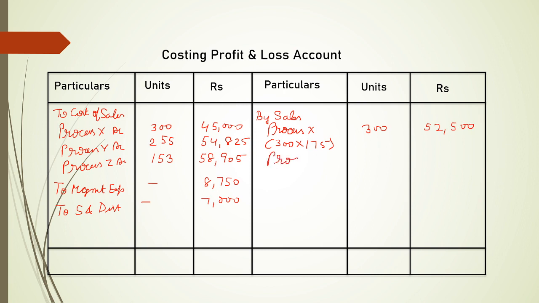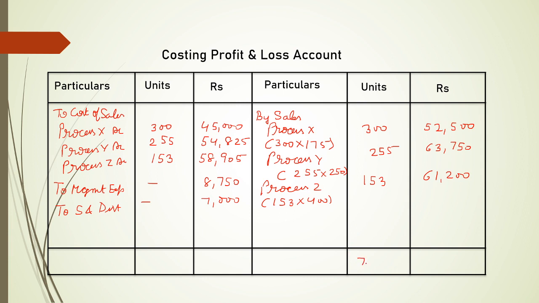In process Y, the number of units is 255, which are sold out in the market at the selling price of 250 rupees, amounting to 63,750. And in process Z, units are sold out in the market at the selling price of 400 rupees. So 153 into 400. So our sales in process Z are 61,200. Now first we have to total the credit side to find out the profit.